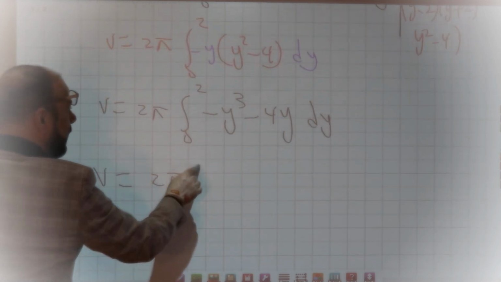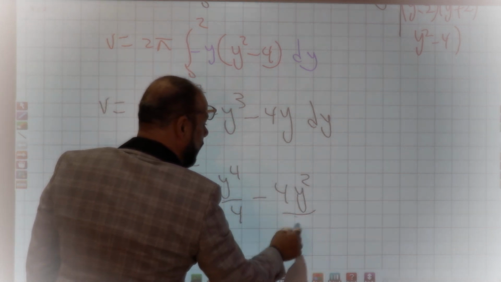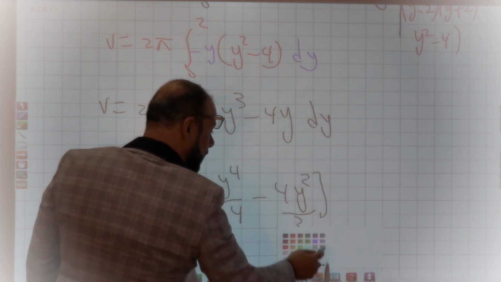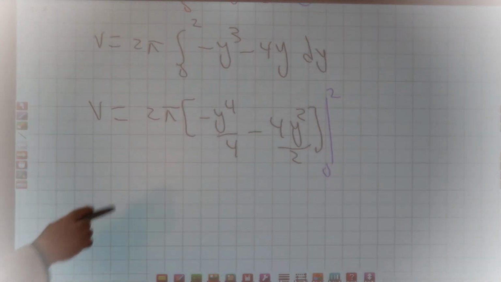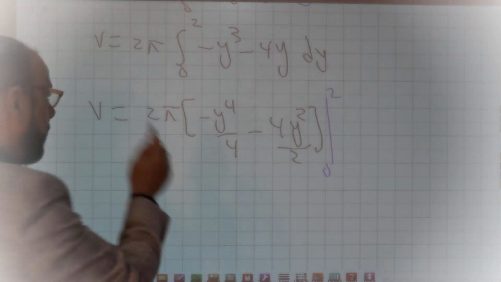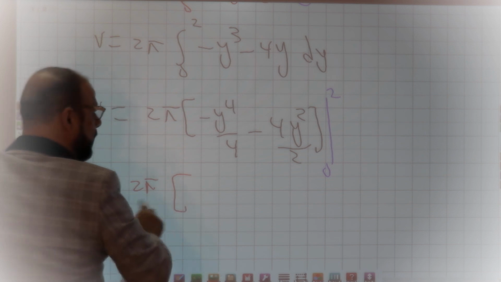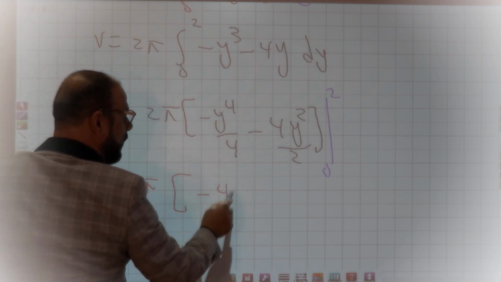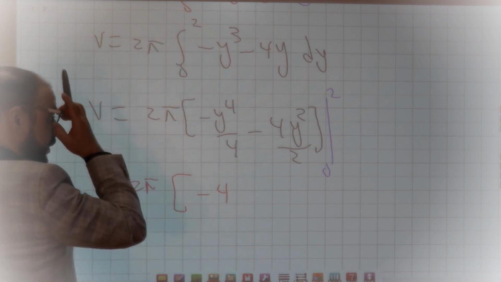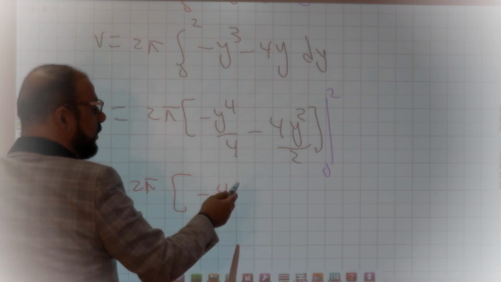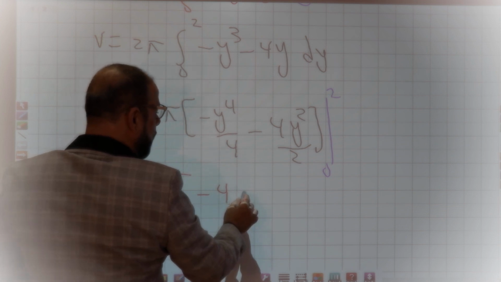Volume equals 2 pi, 4 minus 4y squared over 2, from 0 to 2. And you plug in the 2. Okay, I have 1 minute, let me finish it. Volume equals 2 pi, negative 16 over 4, negative 4, right? Negative 16 over 4, and here take the absolute value at the end, right? And negative 16 over 2, negative 8.